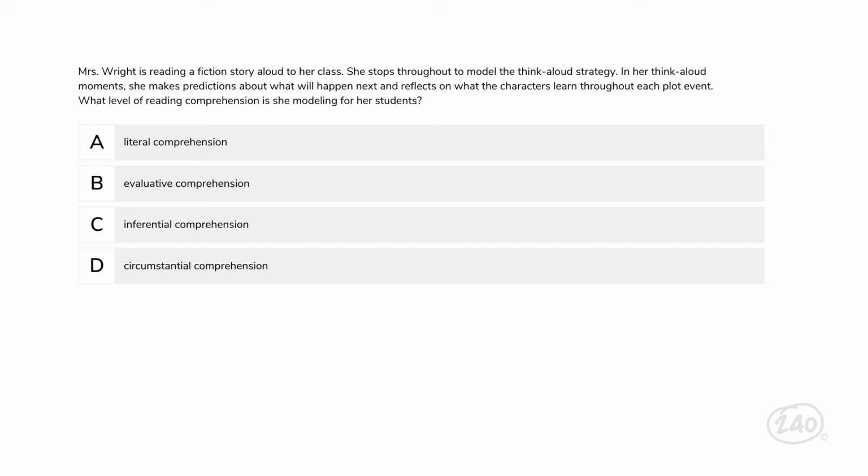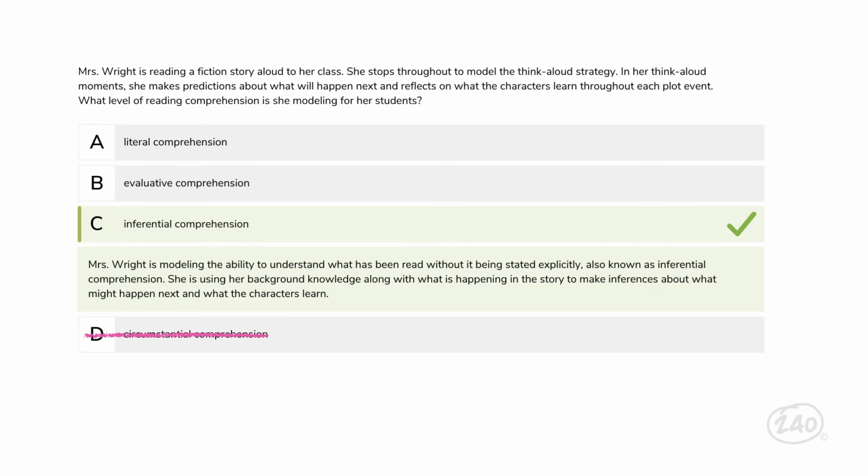Okay, right off the bat, we know that circumstantial comprehension isn't even one of the levels of comprehension, so we can ignore that one. This is the right one. The teacher was modeling the ability to understand what was read without it being stated explicitly, which is inferential comprehension. She's using her background knowledge along with what's happening in the story to make inferences about what might happen next and what the characters learn.